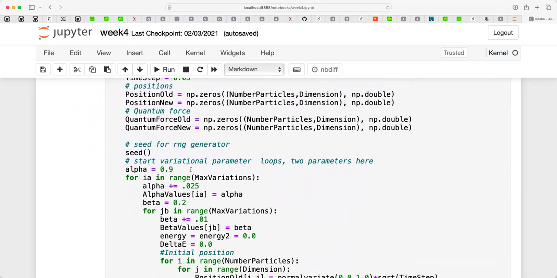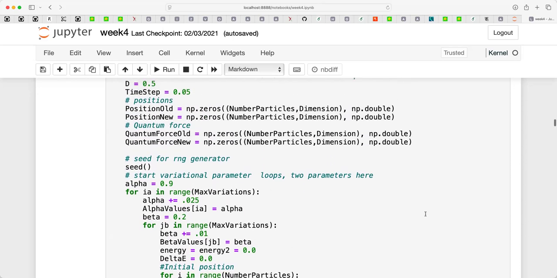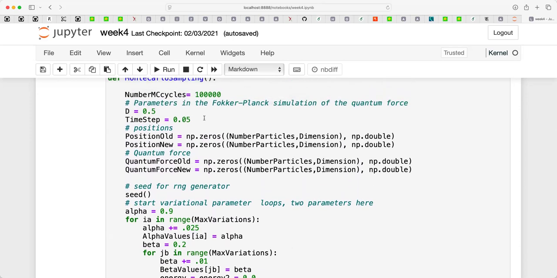And now I run through these variational parameters. But in this case, I have alpha values and beta values. So I'm running over two parameters. And I'm just making an array over these parameters. So my old position is now given by this normal distribution times the square of this time step, which is a variable, which normally we would tweak a little bit between 10 to the minus 3 to 10 to the minus 1. So we often make a calculation between these values, and then we extrapolate that to 0.